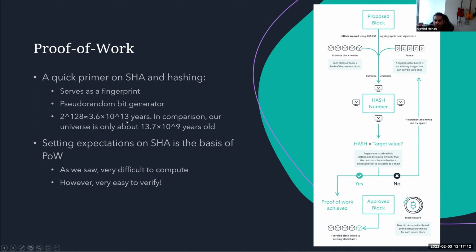That's going to take you more time than the history of the universe. 13.7 times 10 to the 9 is the age of the universe, as we estimate it. So if you were to try to just guess, based on random guesses, a fingerprint for a document, you're just not going to do it.